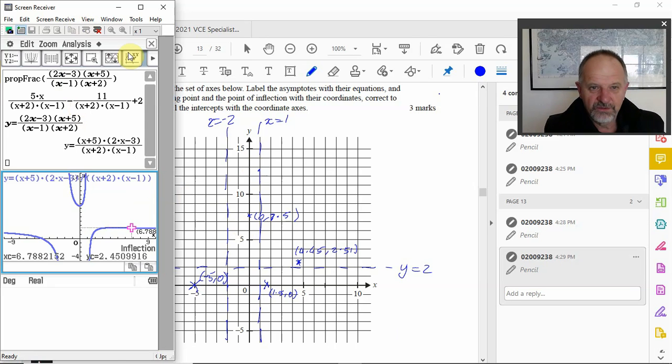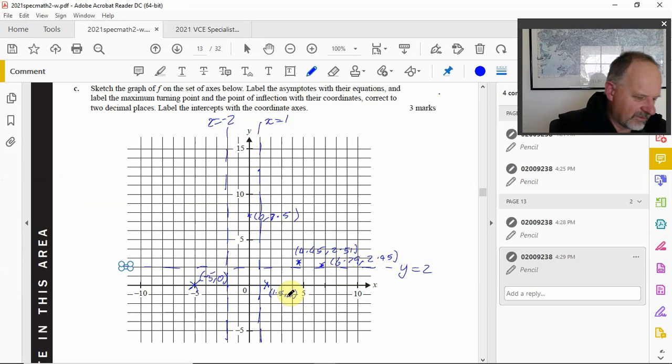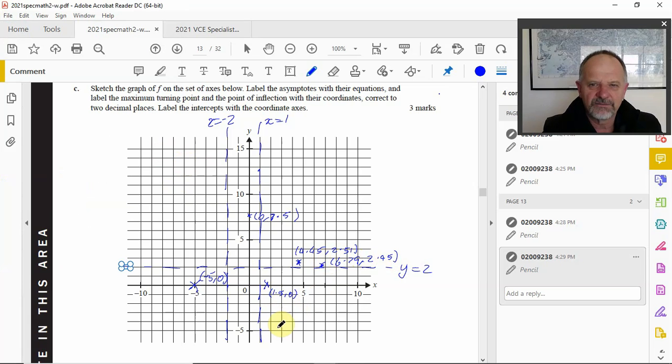6.79 and 2.45. All right, so 6.79, so here somewhere, and 2.45, right, just below that other one. All right, so that's 6.79 and 2.45. Probably a good idea if you have in your possession a few different colours so that you can use them rather than all in one colour as I've done.